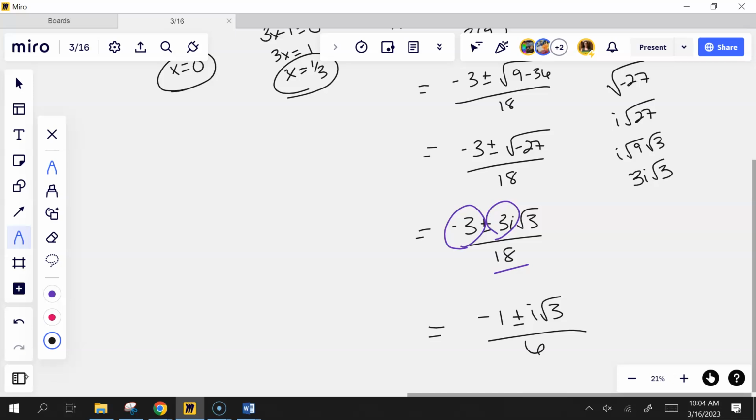What else on your homework? 12. Why is 12 so bad? 12? Do I not have the right sheet? Is number 12? My number 12 says 2x to the 6th.